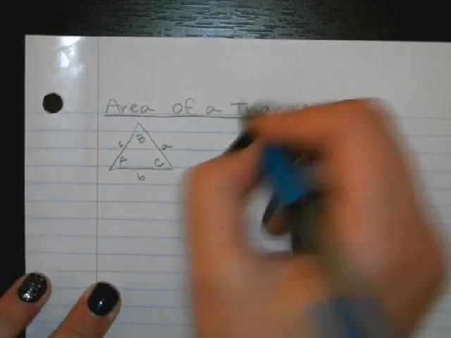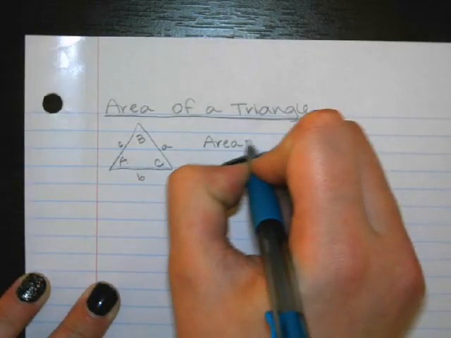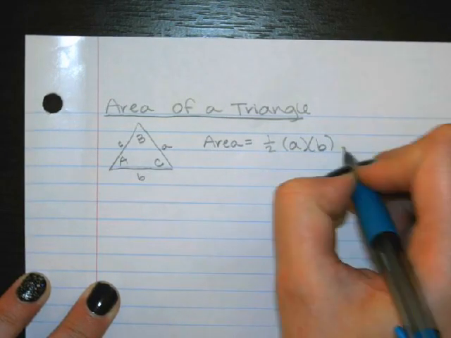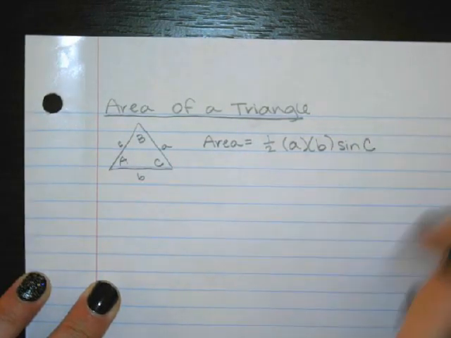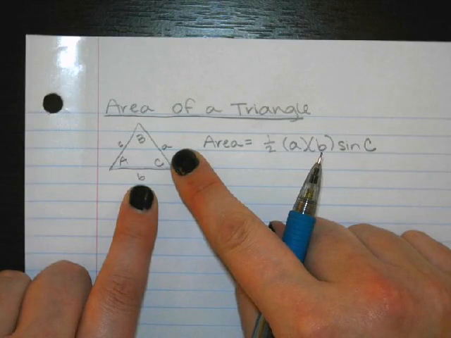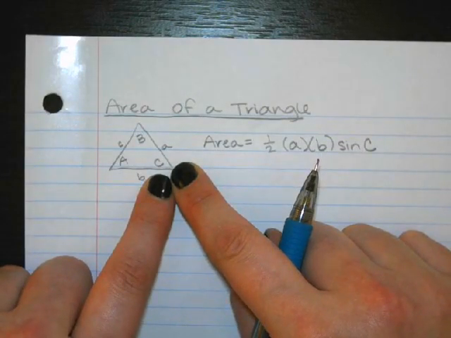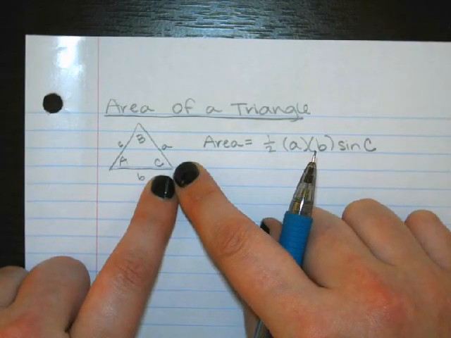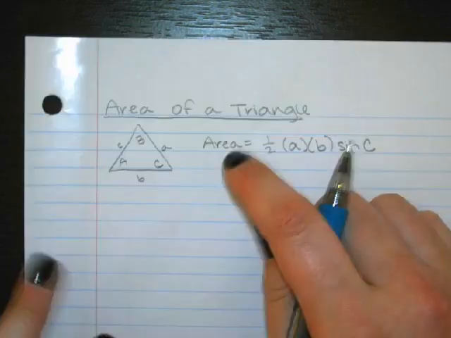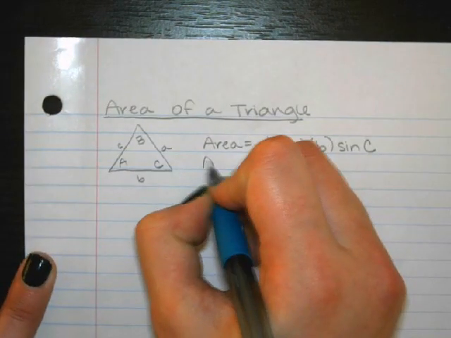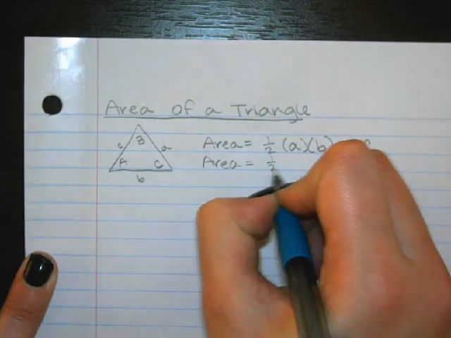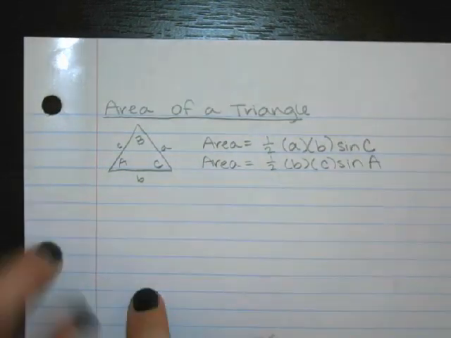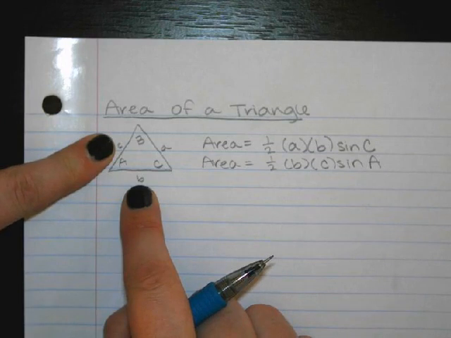All right, so the first one is that the area equals 1/2 of A times B times sine of angle C. So A times B times sine of angle C. So the pattern is 2 sides and the angle between them. You guys see that pattern? So 1/2 of 2 sides times the sine of the angle between them. So the next formula is 1/2 times B times C times sine of A. So again, 2 sides and the angle between.